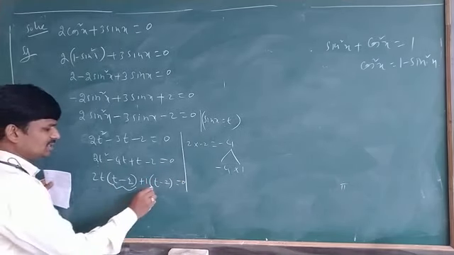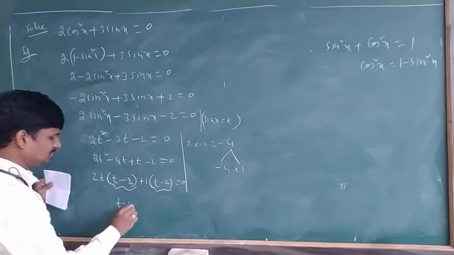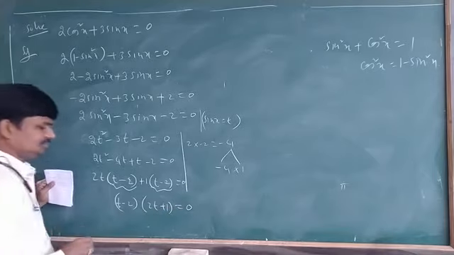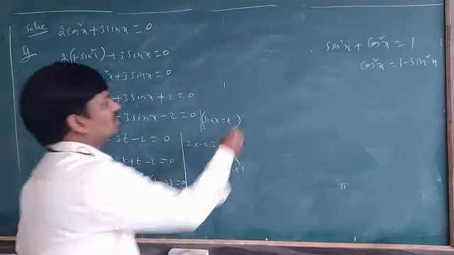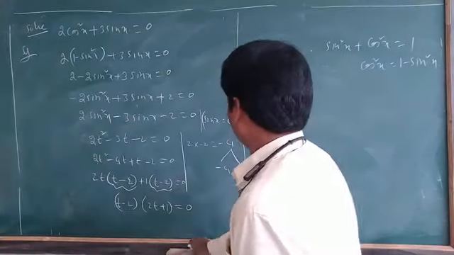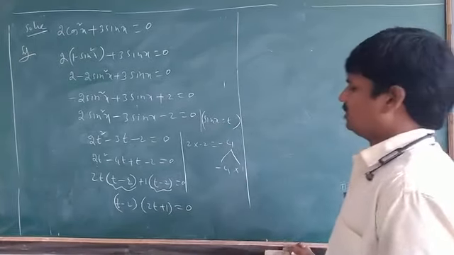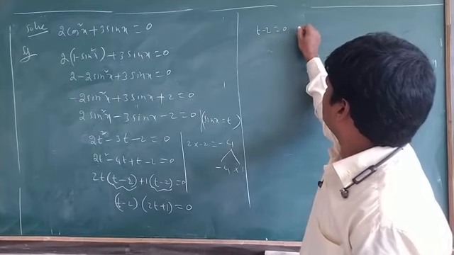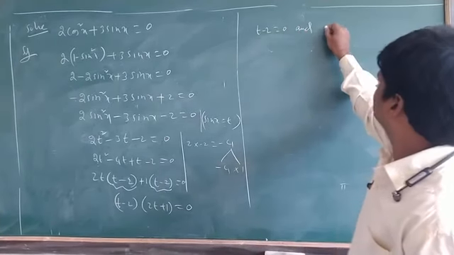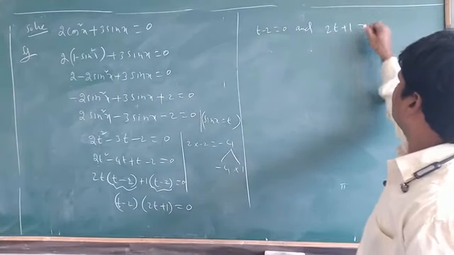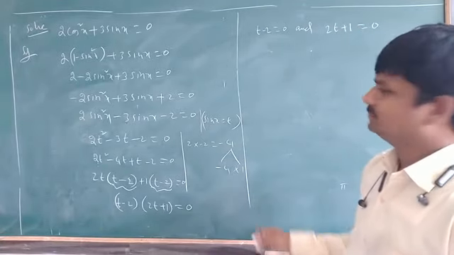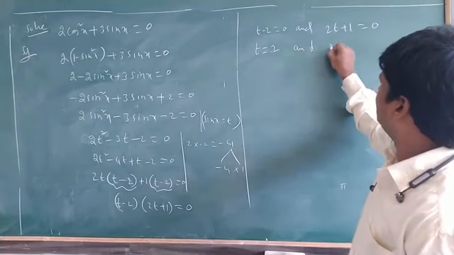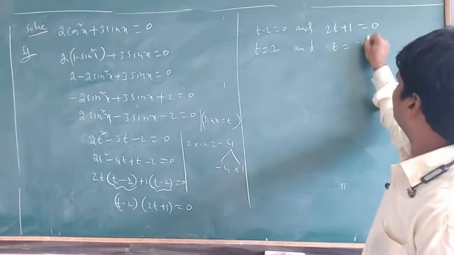So here t minus 2 is there, here also t minus 2 is there. t minus 2 I am taking common, 2t plus 1 is equal to 0. From this, what can we write? t minus 2 equal to 0 and 2t plus 1 equal to 0. Yes, so here t is equal to 2 and t is equal to minus 1 by 2.